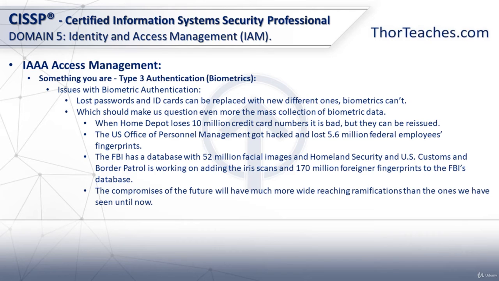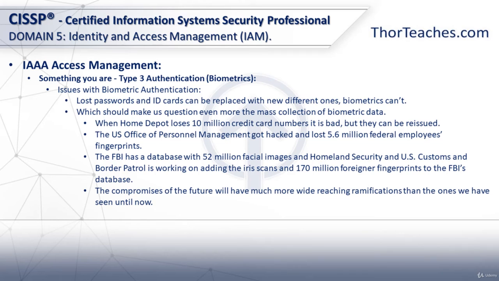But what happens when we lose millions and millions of biometrics? The U.S. Office of Personnel Management got hacked and lost 5.6 million federal employees' fingerprints. Meaning, technically, those 5.6 million people are now compromised. So it should make us question when we have large data banks of biometric information. That needs to be so much more secure than what we do with the usernames and passwords and the credit card information.